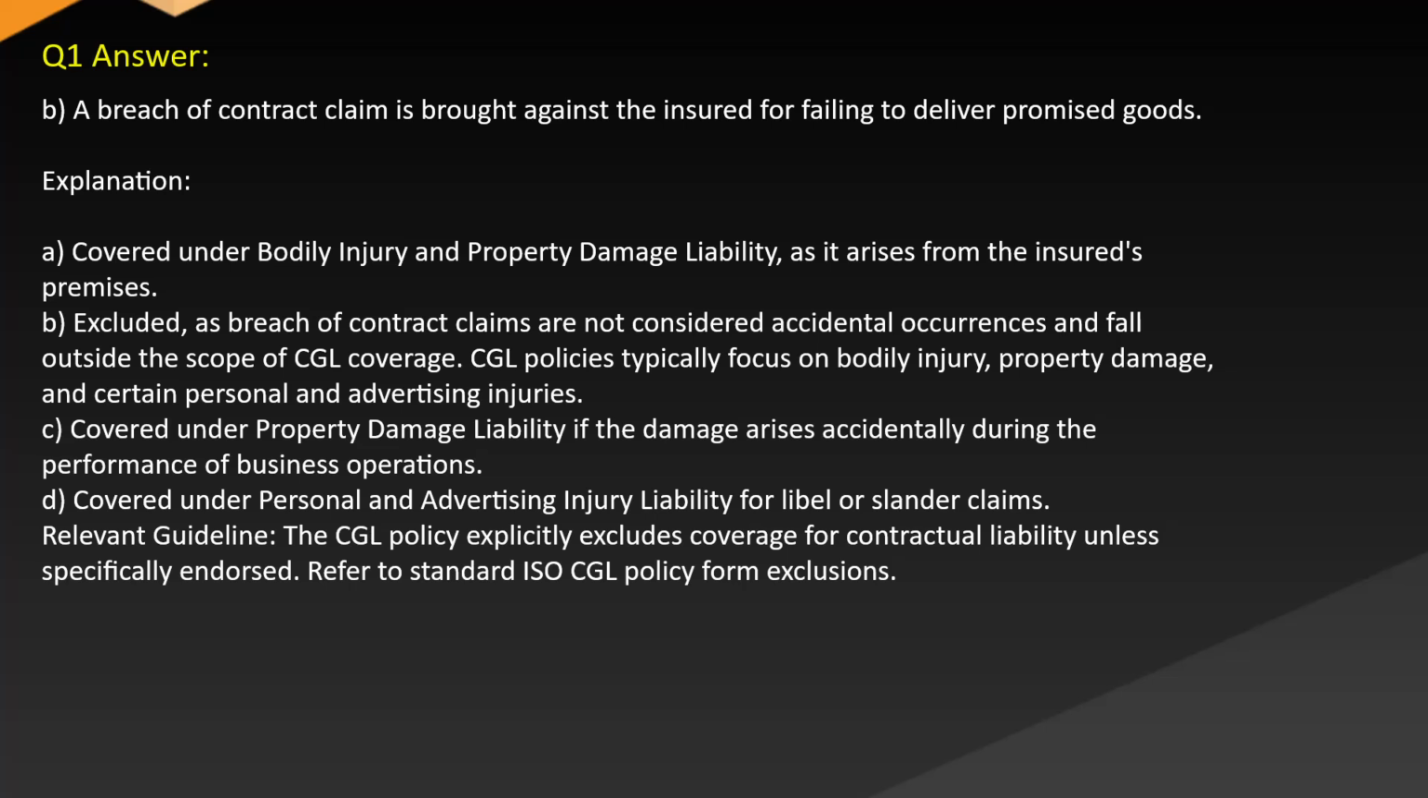CGL policies typically focus on bodily injury, property damage, and certain personal and advertising injuries. C. Covered under property damage liability if the damage arises accidentally during the performance of business operations. D. Covered under personal and advertising injury liability for libel or slander claims. Relevant guideline. The CGL policy explicitly excludes coverage for contractual liability unless specifically endorsed. Refer to standard ISO CGL policy form exclusions.